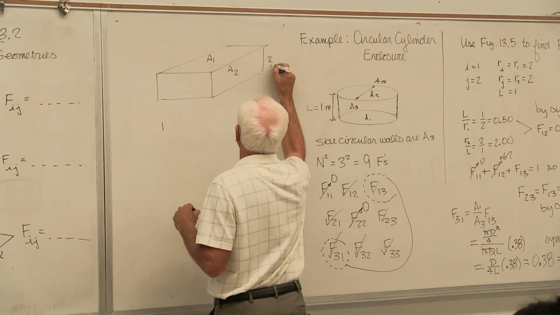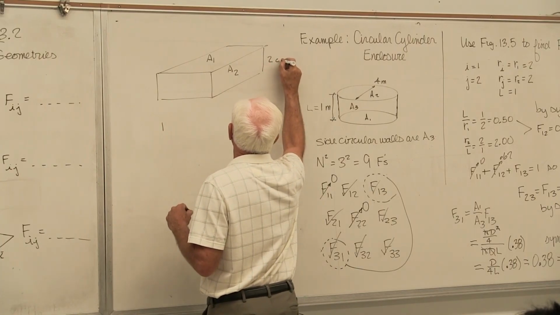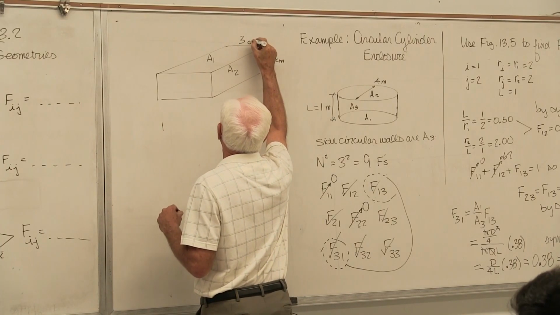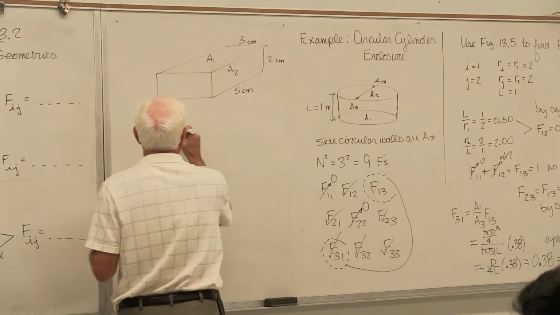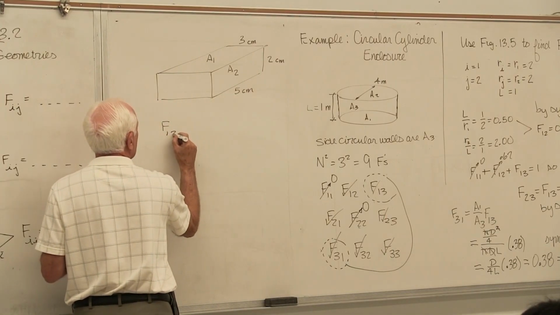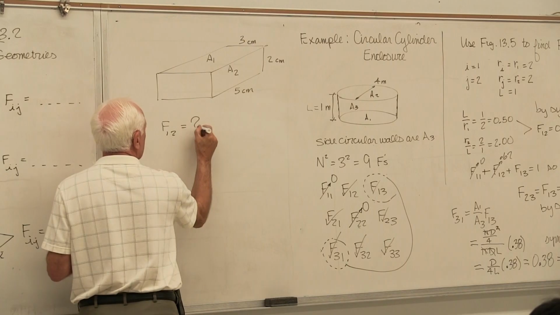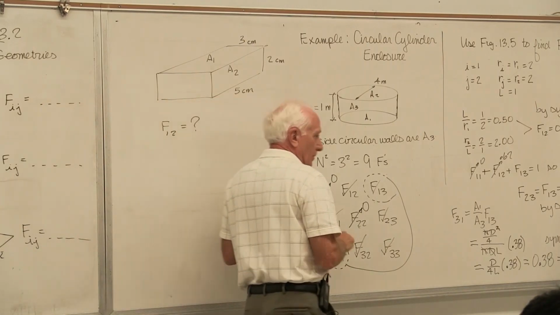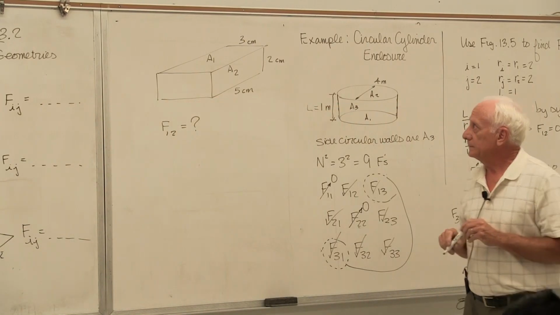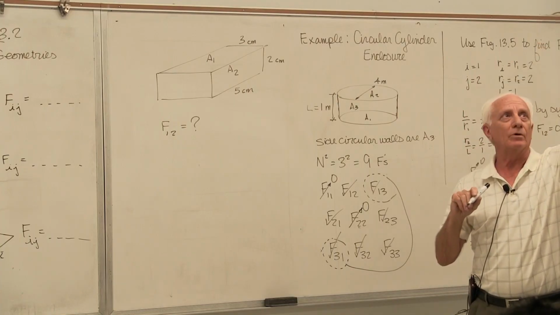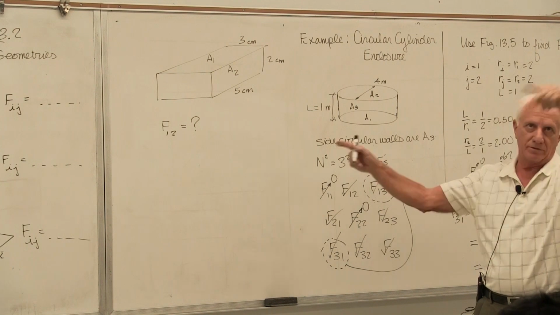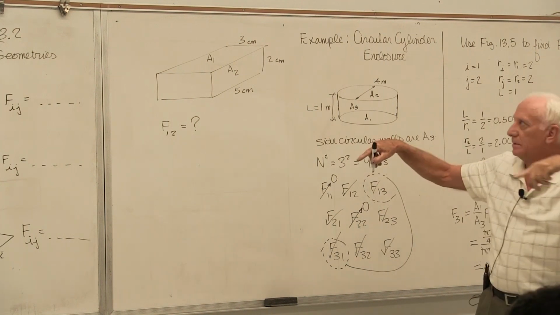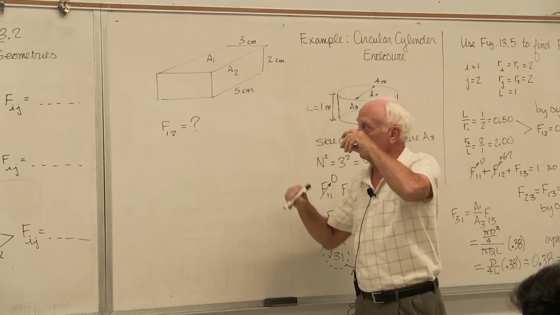And I want to, okay, I'll put some dimensions in here. I'll call that 2 centimeters, 3 centimeters, and 5 centimeters. And I want to find F12. Okay, it's like the ceiling would be A1 and the front wall is A2, just so you kind of know what it looks like. This is a rectangular shoebox, this room is. Ceiling is A1, front wall is A2.